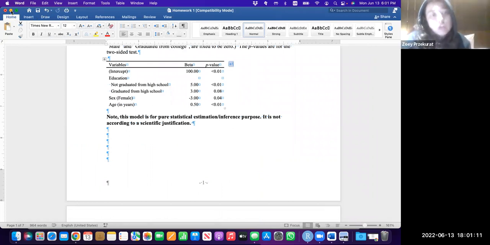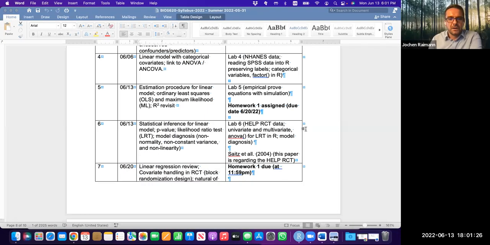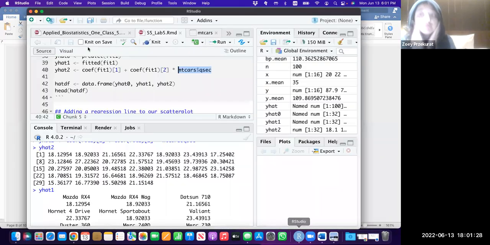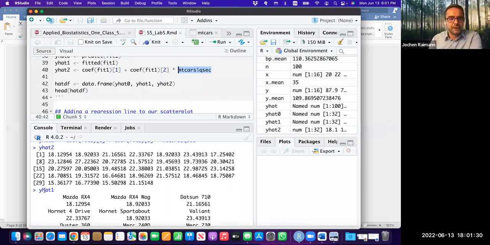Okay, and so in this example, education might be beta 1, and sex and age might be beta 2 and 3 for the confounders. Correct. Okay, I just want to make sure I understand. Yeah, no, you're on the right pathway.